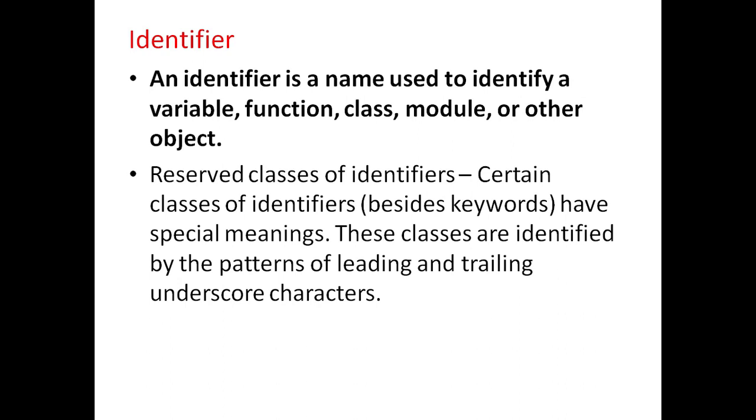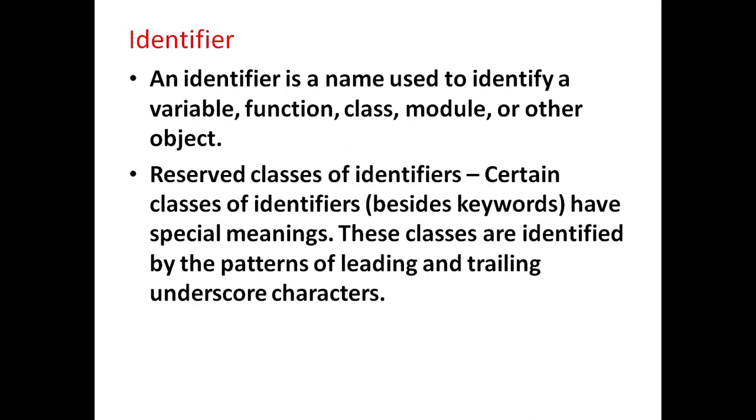An identifier is a name used to identify a variable, function, class, module, or other object. There are some reserved classes of identifiers. Certain classes of identifiers, besides keywords, have special meanings. These classes are identified by the patterns of leading and trailing underscore characters.